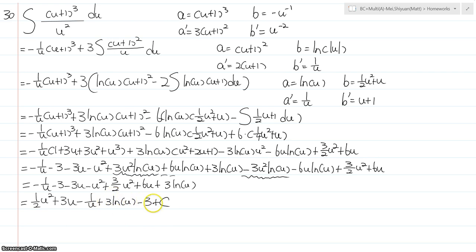Now, this is what everybody should be calling the beauty of simplification and the beauty of math.